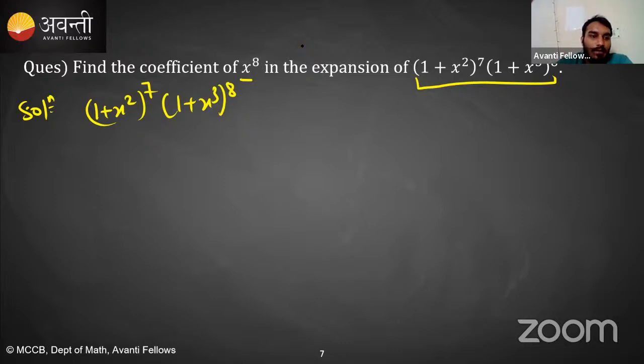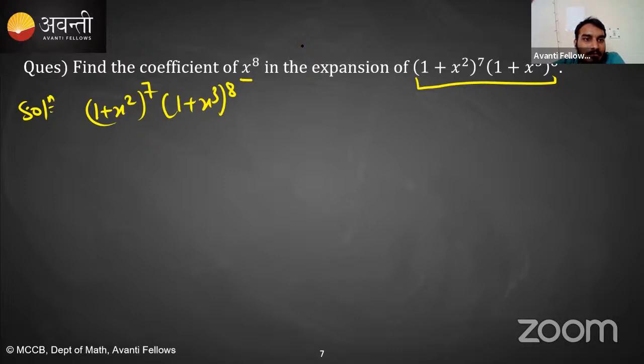So what you have to do is find the general term in the first bracket, in the first (1 plus x square) raised to the power 7, and find the general term for the second bracket. Multiply those two general terms and then look for how I can create the coefficient of x raised to the power 8. That's it. Clear? Start attempting it. You have 1 minute, students. Quickly let me know the answer.